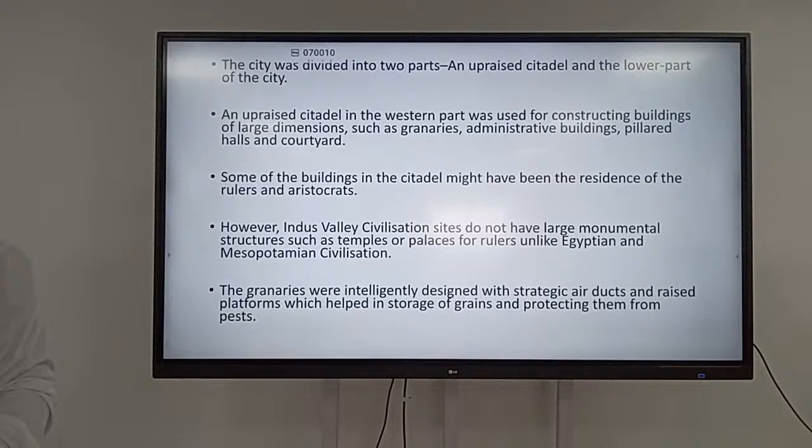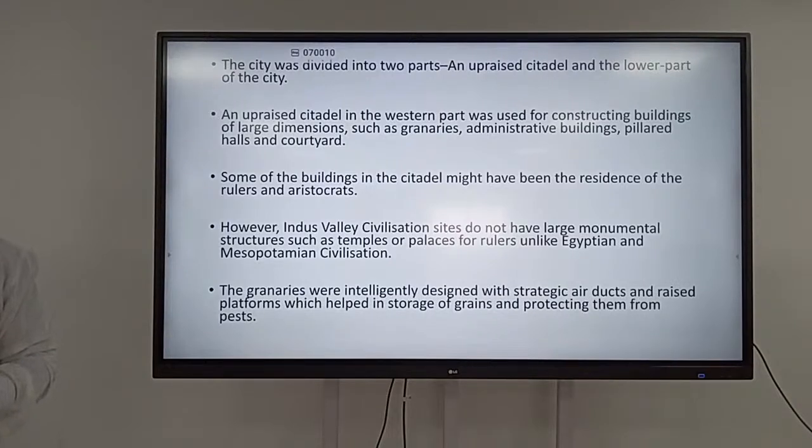Apart from the temples were also found in the Egyptian civilization. But in Harappan civilization, there is no such huge architecture, buildings, or any architectural remains found, as I mentioned earlier. Okay. And granaries were also found, especially in the western part, the citadel region of a city.